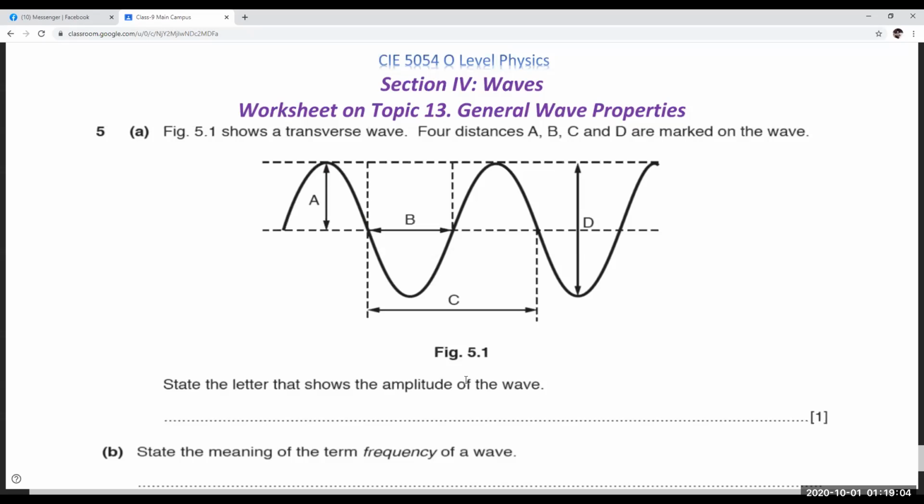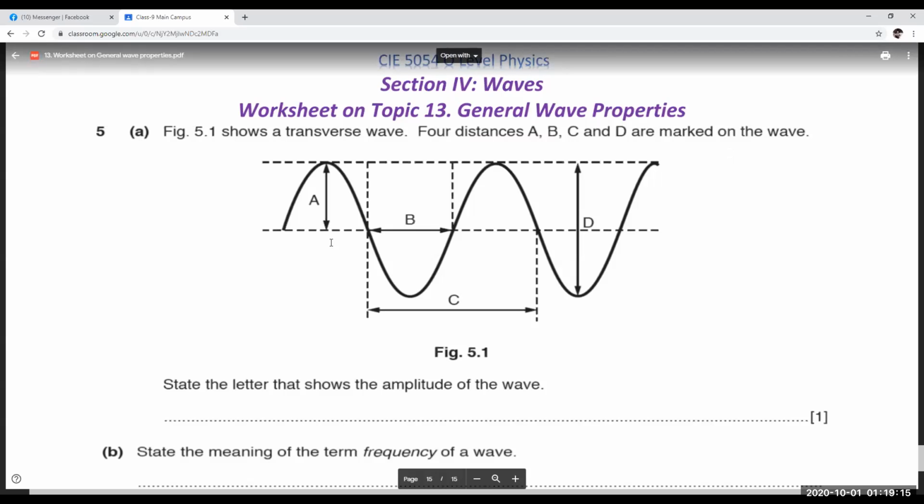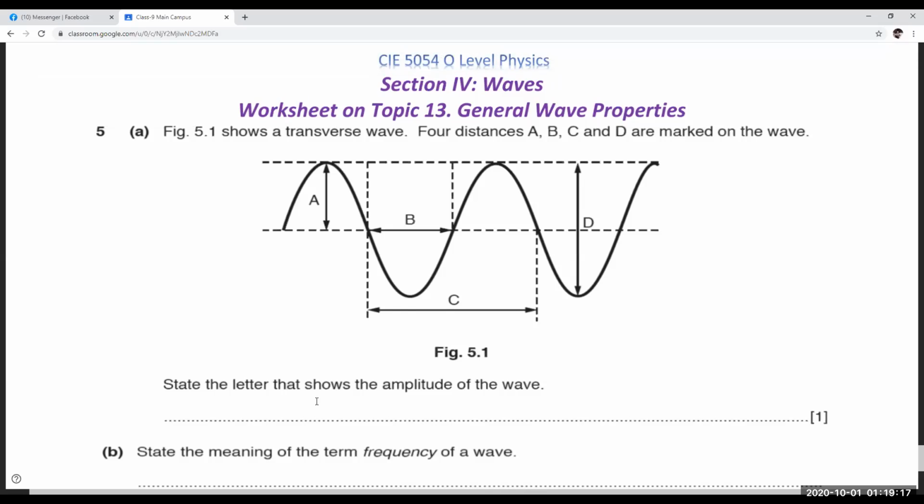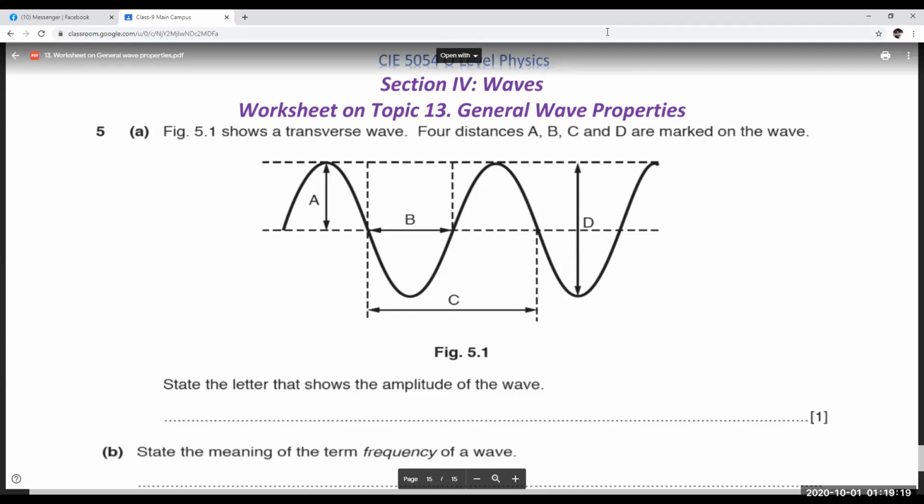Okay, this one, Zawad. Can you tell me the answer? Which one, sir? State the amplitude? I guess A, sir. Yes, amplitude is A. So everyone write here A. Sir, I actually had a question in this. Now I understand it.